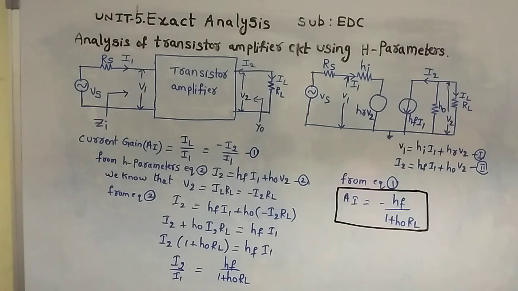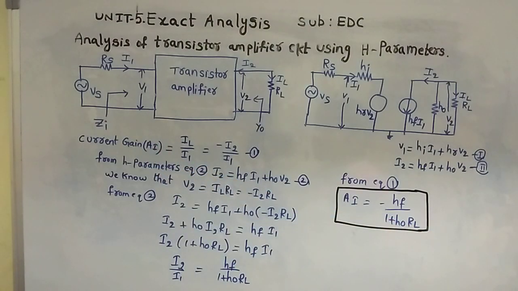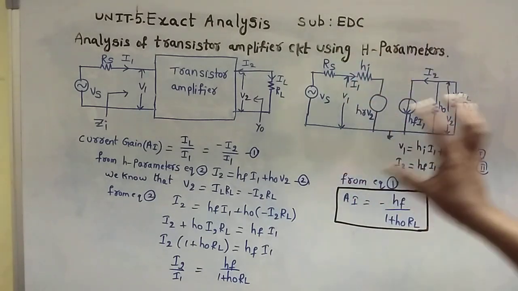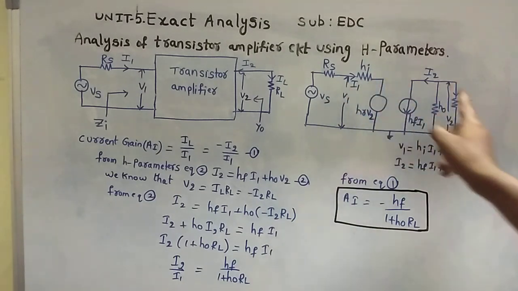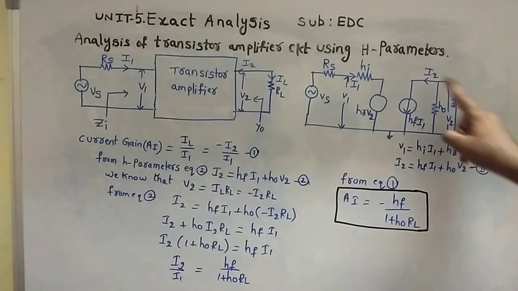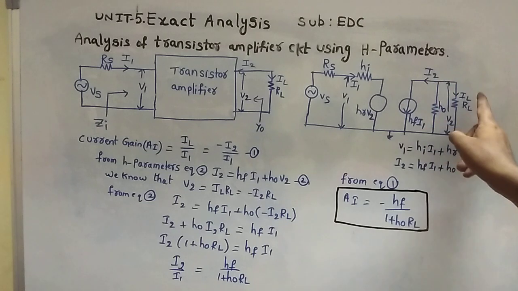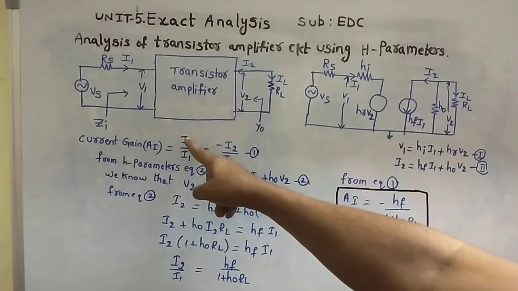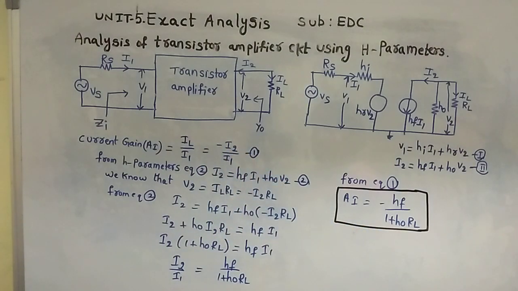Let us take current gain first. AI is equal to output current by input current. In this overall circuit, the output current is IL and the input current is I1, so IL by I1. We know that IL and I2 are both equal but in opposite directions. That is why IL is equal to minus I2. Substituting for IL, we write minus I2 by I1. Let us take that as the current gain formula, equation 1.